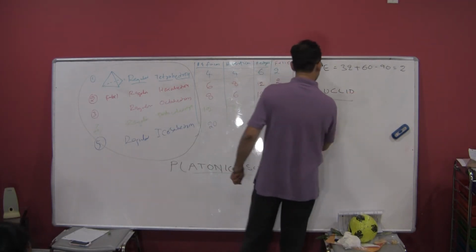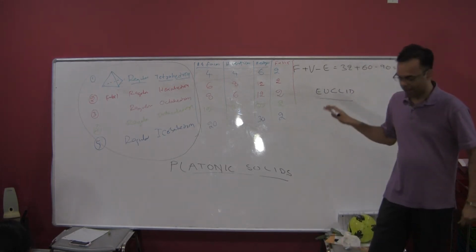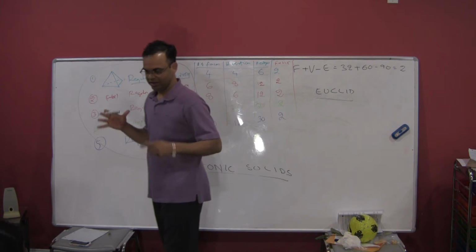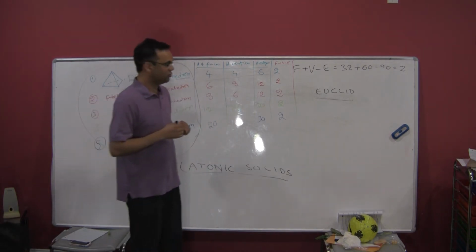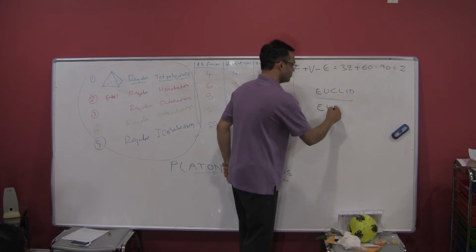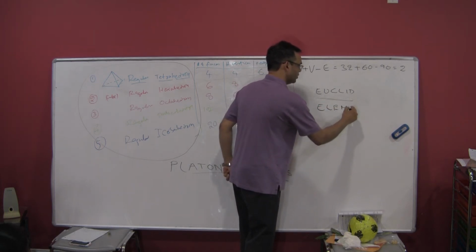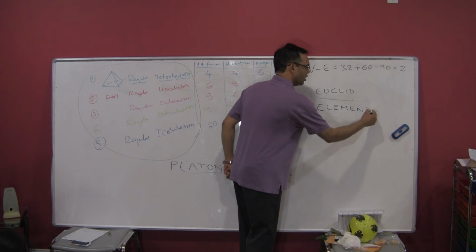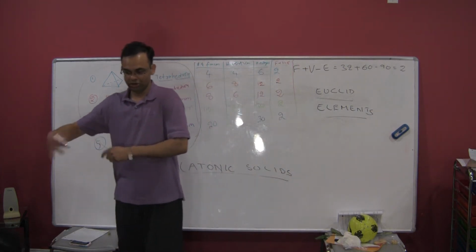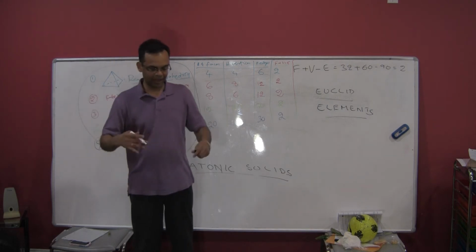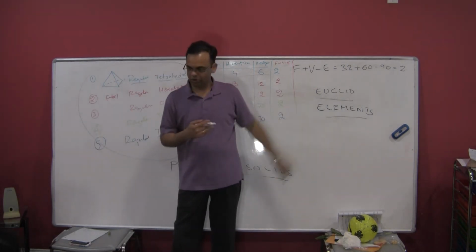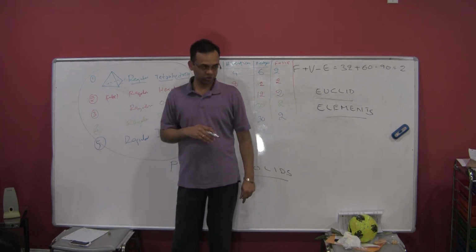Euclid. He wrote a number of books, in fact 13 different volumes on math, on geometry, and he called them Elements. The name of the books is Elements, 13 books, and he covered a lot of the geometry that you're going to learn when you go to upper elementary and middle school. Most of the geometry is based on what Euclid wrote more than 2000 years back.